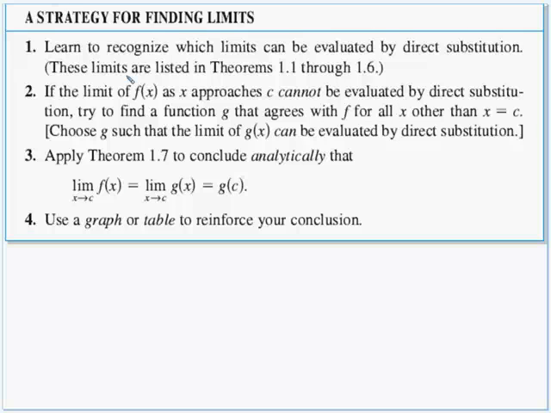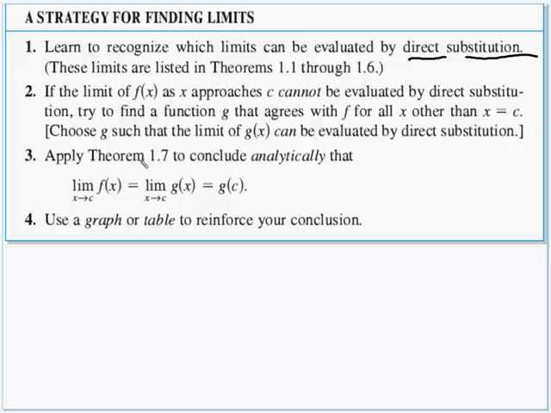So here's our strategy for finding limits. Learn to recognize the limits that can be evaluated by direct substitution. Those are our first 6 theorems. Always try direct substitution first. If the limit of the function as x approaches c cannot be evaluated by direct substitution, try to find another function g that agrees with the f function for all x values other than the one that we're worried about, and choose g such that the limit of g can be evaluated by direct substitution. Factor it, simplify, to get that divide by 0 scenario to disappear.